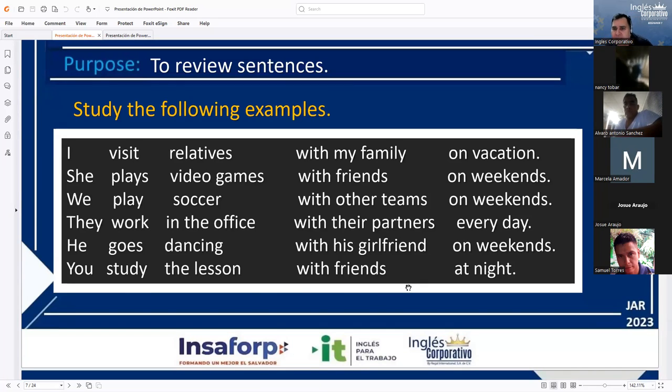Okay, something that is important. When we add an S, this means every. S means every. On weekends, every weekend. On Mondays, every Monday. On Tuesdays, every Tuesday. On weeknights, every weeknight. Okay, so with every, we use singular: every day, every night, every week, every month.